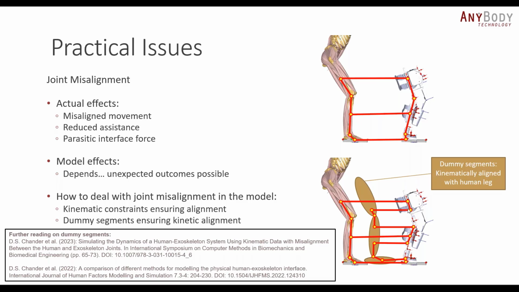So essentially, we replaced the joint at the exoskeleton by the joint at the dummy segment. So we provided a new kinetic path for the force, and this ensured kinetic alignment during the inverse dynamics analysis. And you can read more about this approach in a couple of papers that were recently published.